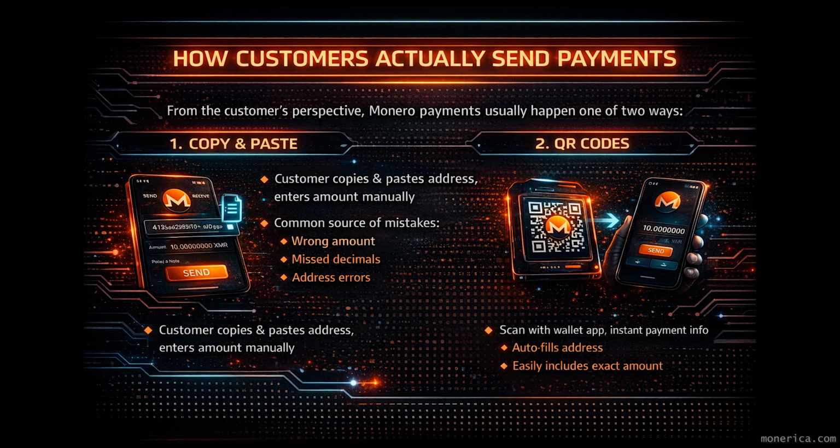The second and preferred method is using QR codes. A QR code contains just the wallet address, or it can contain both the wallet address and the exact payment amount. Many Monero wallets will automatically fill in the address and amount when a QR code is scanned. This reduces user error dramatically and makes checkout much smoother, especially in person. This is why professional payment systems almost always rely on QR code-based invoices rather than static addresses.